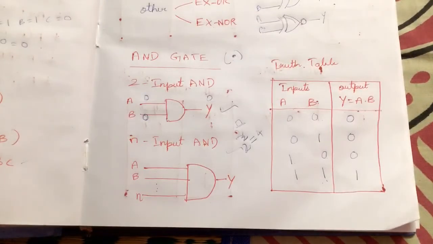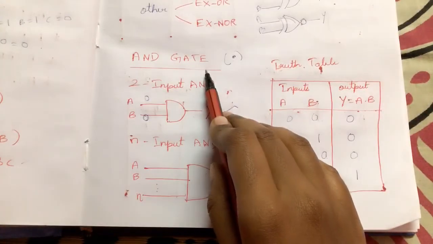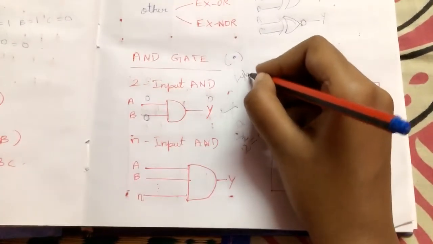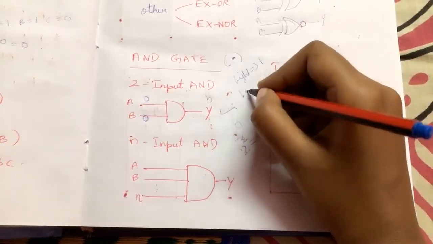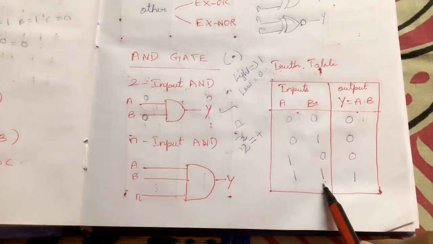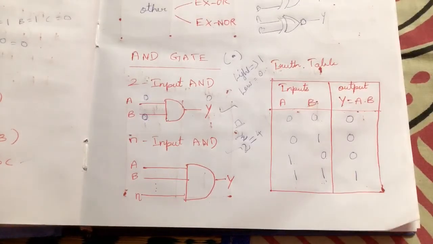That is the definition of the AND gate itself: the output is high only when all the inputs are high. High means 1 and low means 0, as we said before. So only when both the inputs are 1 will we consider the output as 1. So this is the AND gate.